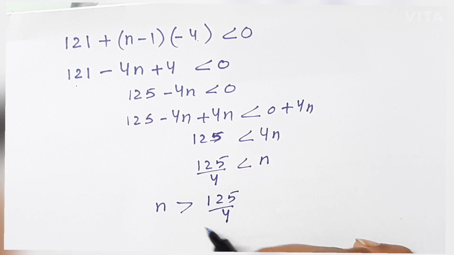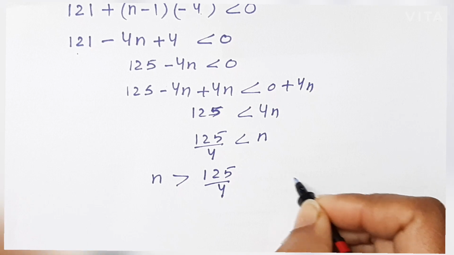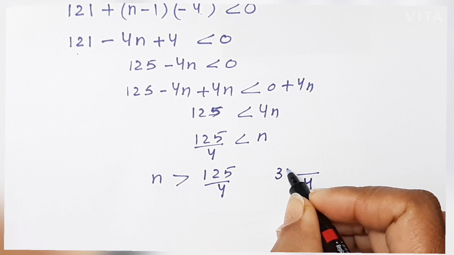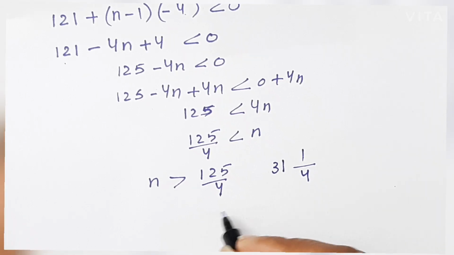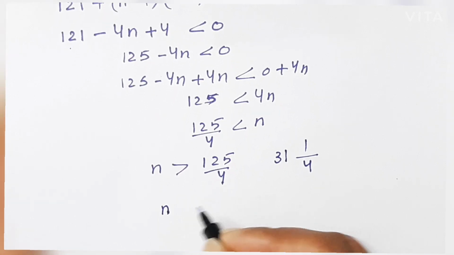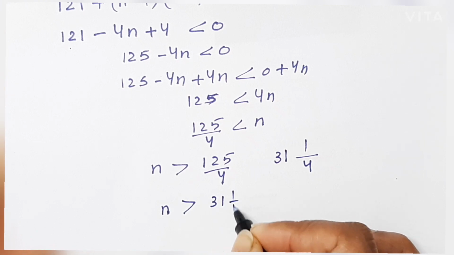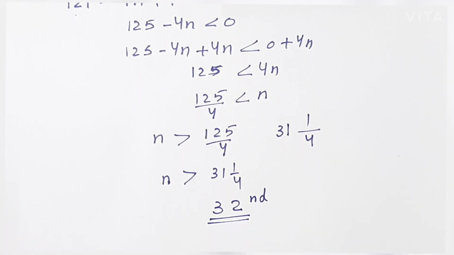Clear? Now what is 125 upon 4? It is 4 3s are 12 and 4 1s are 4. So this is 31 1 by 4. So here you can say n is greater than 31 1 by 4. Now the natural number which is greater than this is 32. So 32nd is the first negative term. Is it clear?